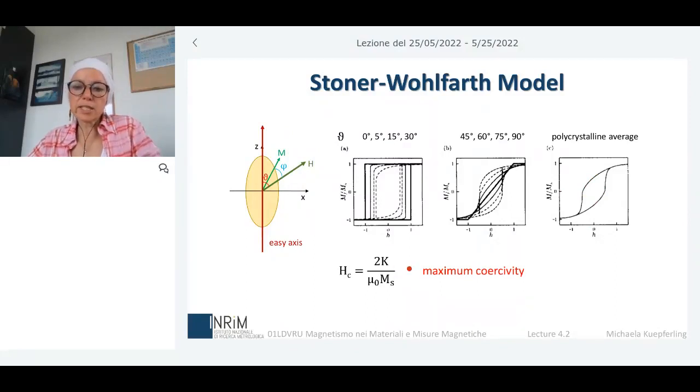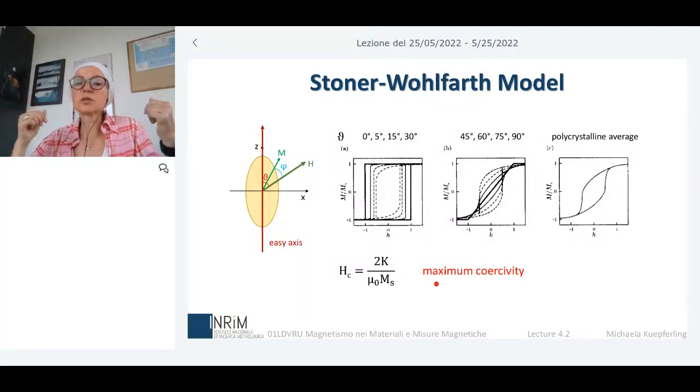So this HC is very important, and it depends, you see immediately, on the anisotropy constant. So the largest anisotropy, the largest coercivity. So the larger the anisotropy, the harder is your magnetic material. This is, of course, important to remember. On the other hand, it will be reduced by MS. This is kind of the maximum coercivity that we can have.